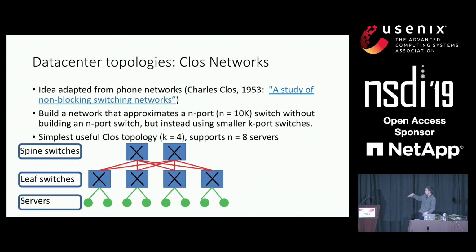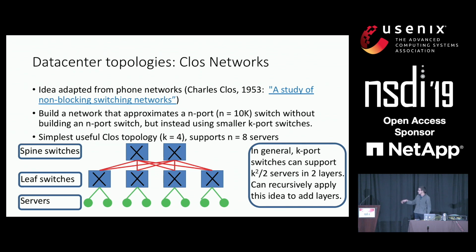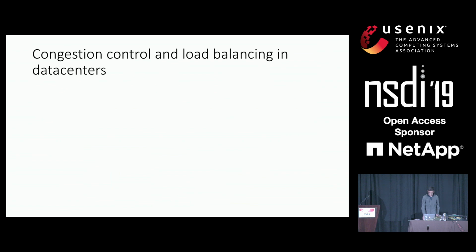So in general, for a k-port switch, you leave k/2 ports for servers on each of the k-port switches. So in general, you get k²/2 servers for a 2-layer topology. And the neat thing about this idea is you can recursively apply it to more layers. So you can do k³/4, k⁴/8, and so on. So typically, data center networks have 3 or 4 layers. Okay. So that's the topology as a primer.